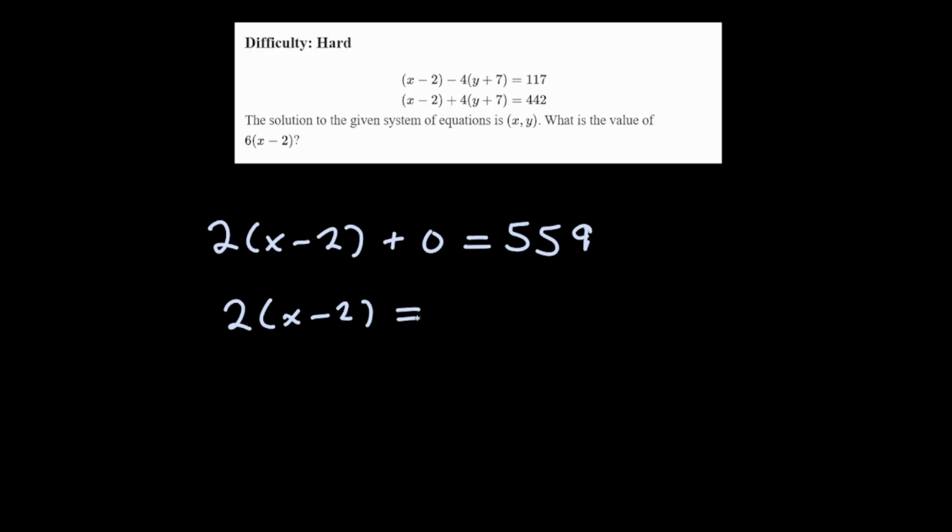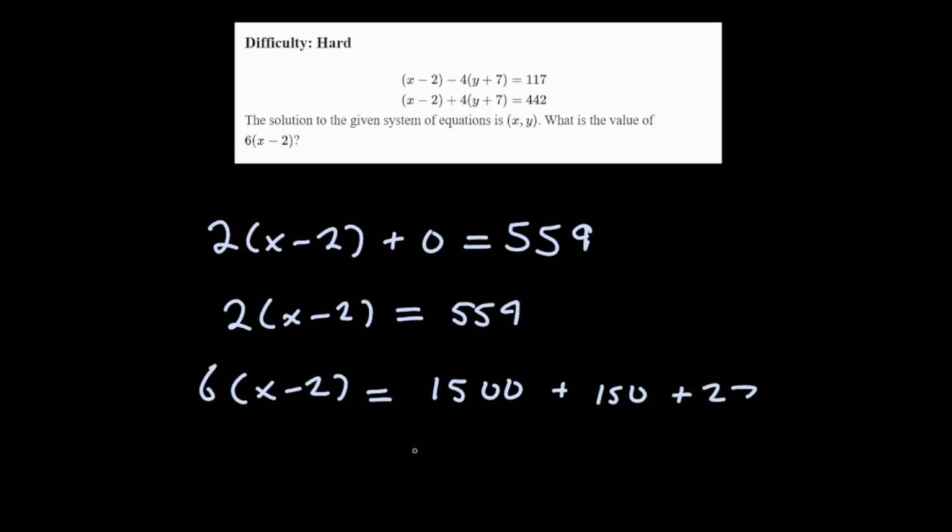We get 2 times (x minus 2) plus 0 whenever we add them equals 559. 559, yep. Okay, so if we want 6 times (x minus 2), all we have to do is multiply both sides by 3. We don't even have to solve for x. So we get 6 times (x minus 2) equals, let me just break this apart so I can do it, equals 1,677. And that's your answer.